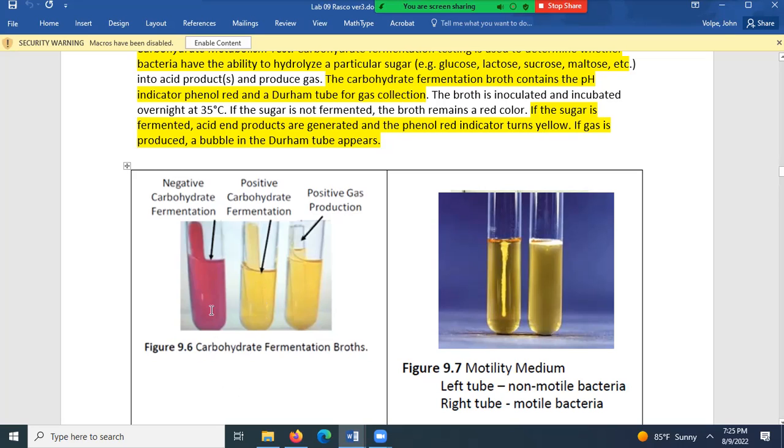Each of the tubes would have one sugar in it that can be fermented, and you can have different sugars. You could be testing for glucose fermentation or lactose fermentation or mannose fermentation. There are several different sugars you can ferment, and they're all done the same. You're just looking to see if the sugar can be fermented. If it can, it'll change to yellow in color with or without gas. If it can't be fermented, it'll be reddish or pinkish in color. All right, any question about that?